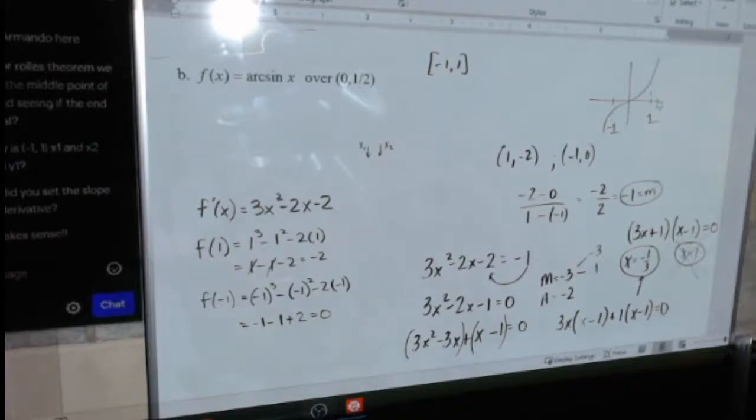Why did you set the slope equal to the derivative? That's the whole point of the mean value theorem. It says that there is some point between the 2 endpoints, the 2 x values, such that the slope of the tangent is equal to the slope between those points. So all that other stuff is just to prove that you can do it, and that's really the meat of the problem, is to set the slope equal to the derivative.